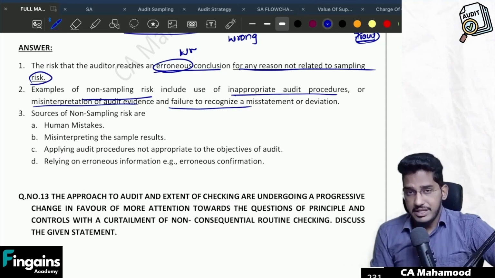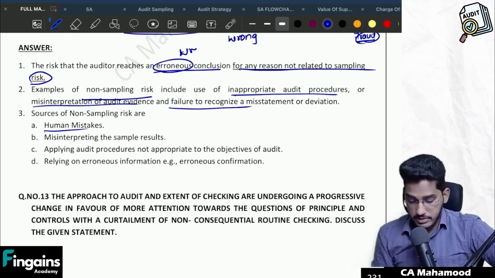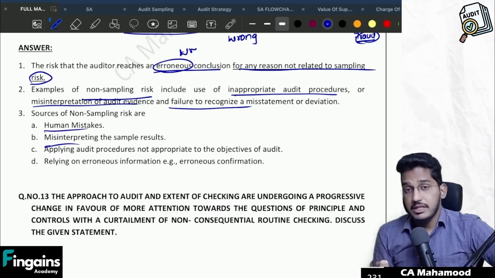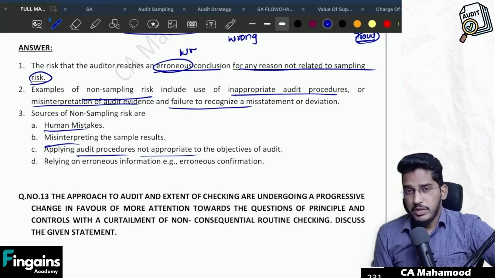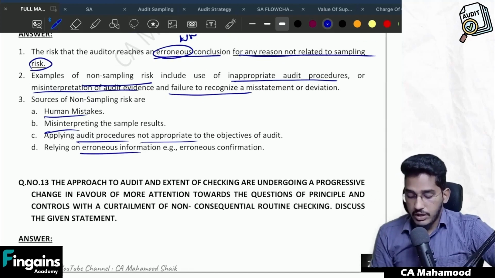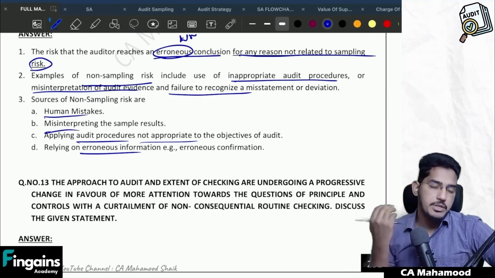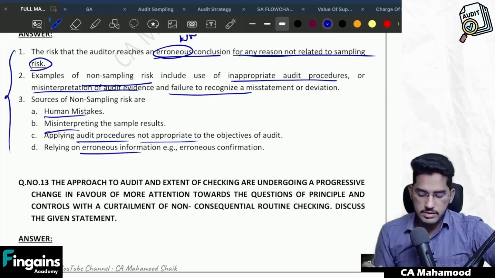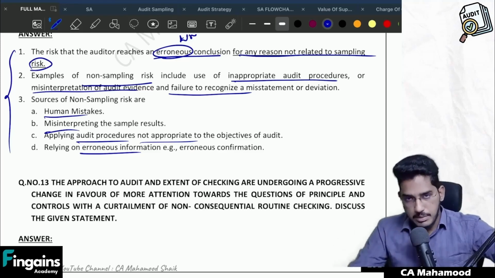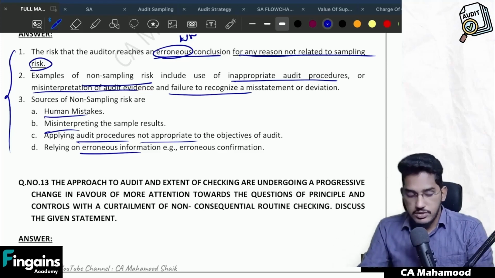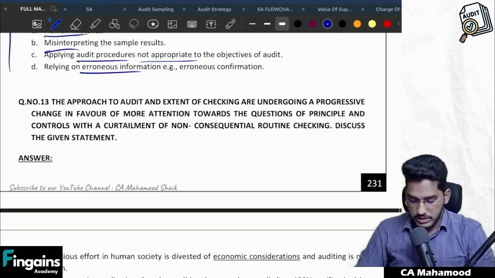Sources of non-sampling risk. Sir, why will non-sampling risk occur? Because of human mistakes. Misinterpreting the results. You got evidences, but you are wrongly interpreting them. Applying inappropriate audit procedures. You are performing audit procedures which are not at all suitable. Or relying on erroneous information. You are believing the wrong information. So these are the various reasons because of which the auditor's opinion can go wrong by any reason other than sampling. Able to understand everybody? So this is the meaning of non-sampling risk. Understood everybody? Clear?